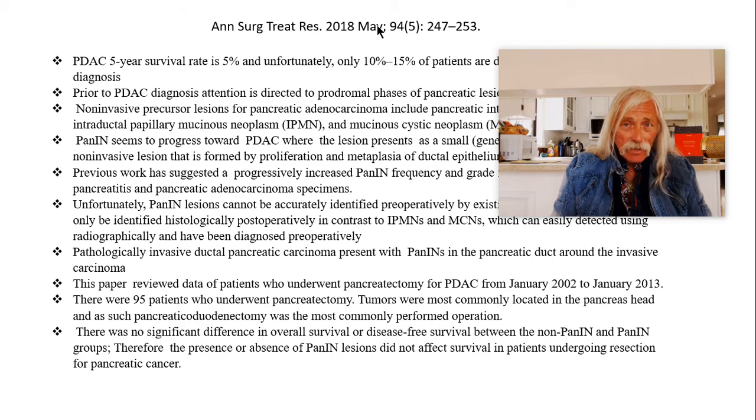And as such, a pancreaticoduodenectomy had to be performed, okay? So a different region of the pancreas. So tumors were most commonly located in the pancreas head, and as such, pancreaticoduodenectomy was the most commonly performed operation. Okay. So this is a surgical journal, so they're going to tell you what they did.